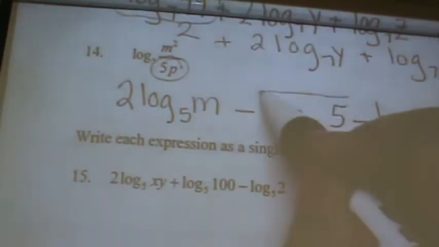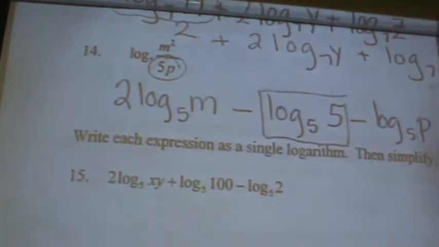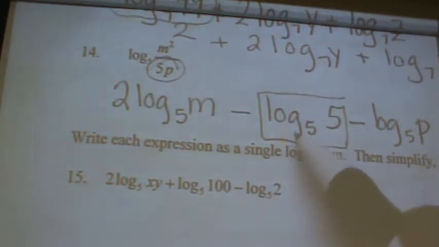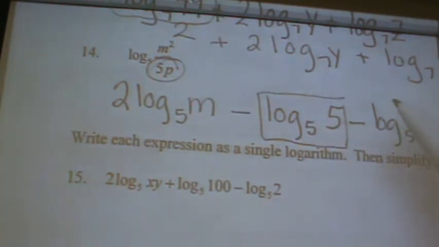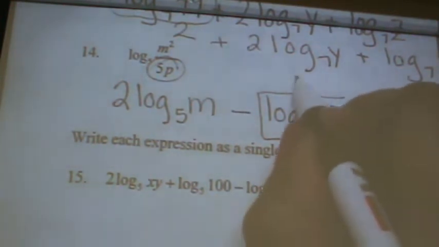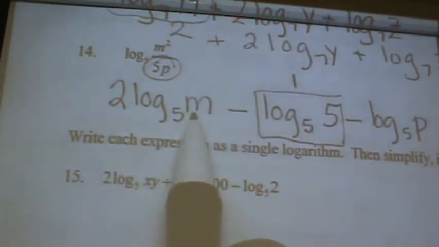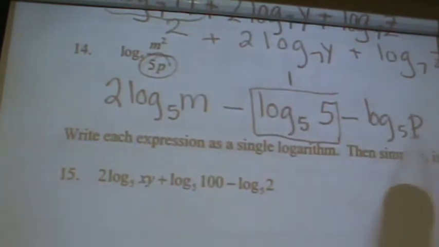Now, I do know another name for this. We talked about it. What is it when these two are the same? Remember this? Type it in your calculator. What's the log of 5 divided by the log of 5? What do you get? 1. This is equal to 1. So you can write this one as 2 log of m base 5 minus 1 minus log of p base 5.